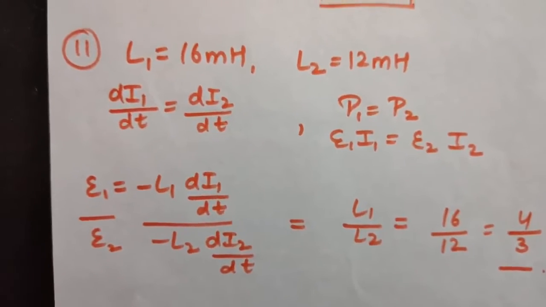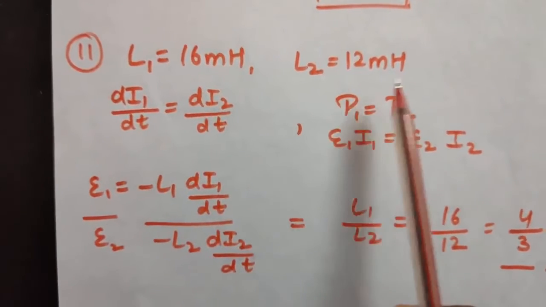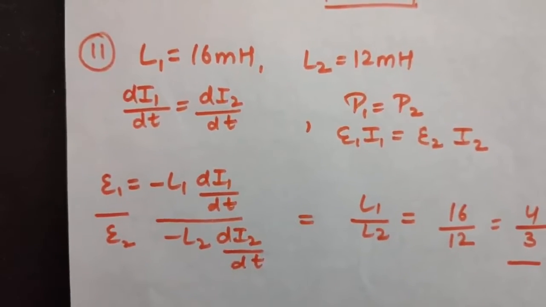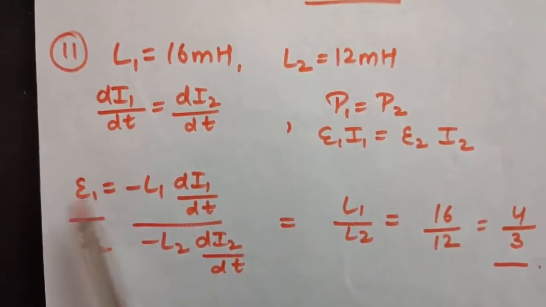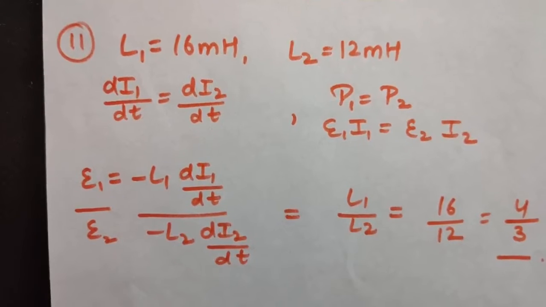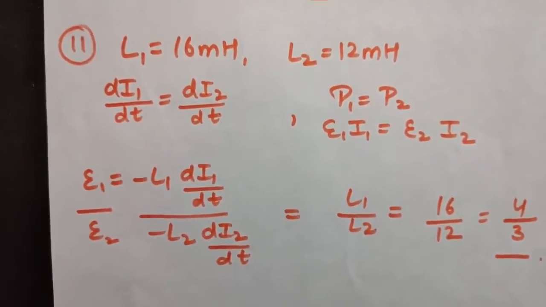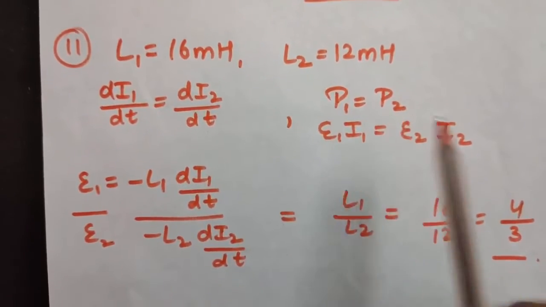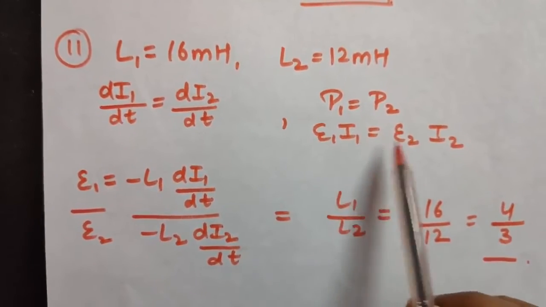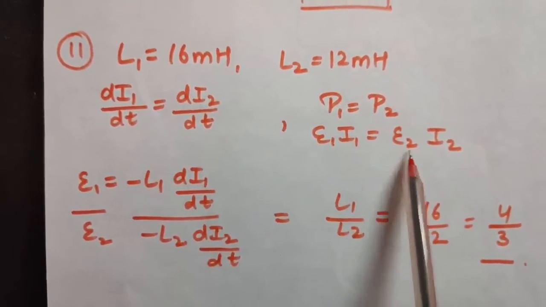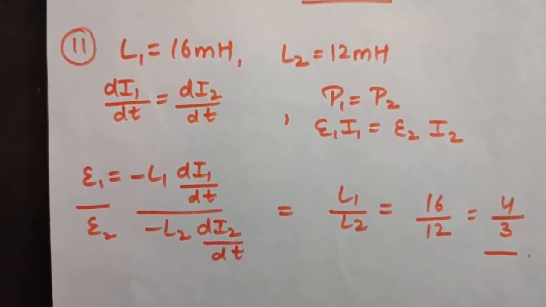In question number 11, you are given two inductors L1 and L2 of magnitude 16 millihenry and 12 millihenry. It is given that the rate of increase of current is the same in both of them, that is di1 upon dt is equal to di2 upon dt. And the second thing given in the question is that power across the inductors is also the same, that is P1 is equal to P2, or you can say P is nothing but EI, that means E1 I1 is equal to E2 I2. So all these things are given in the question. Now you have to calculate the ratio of voltage across them.